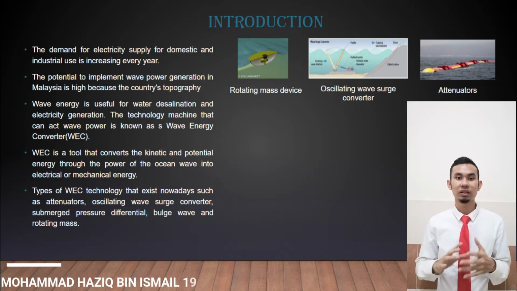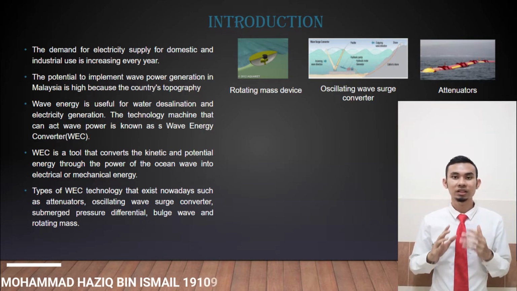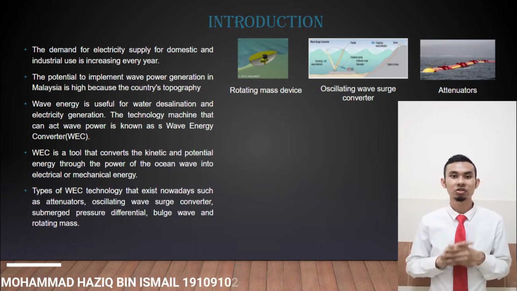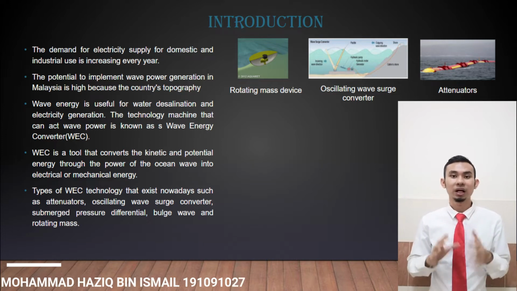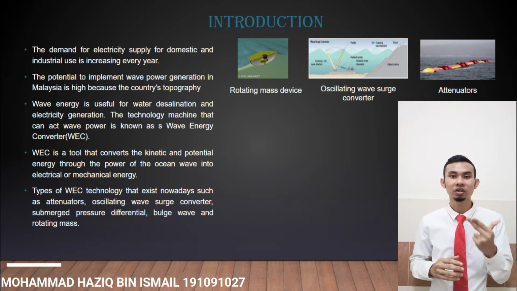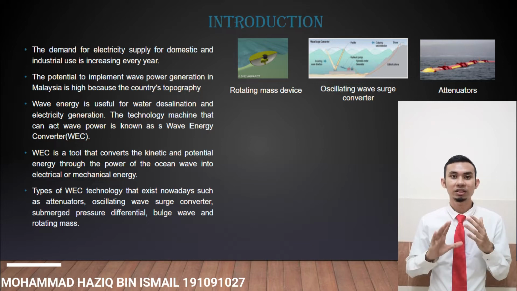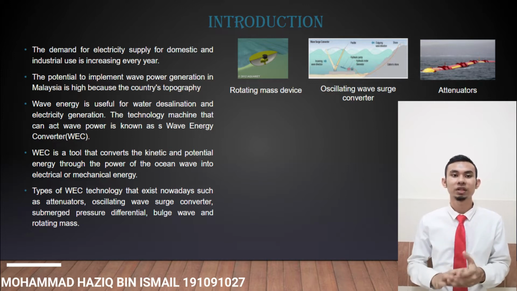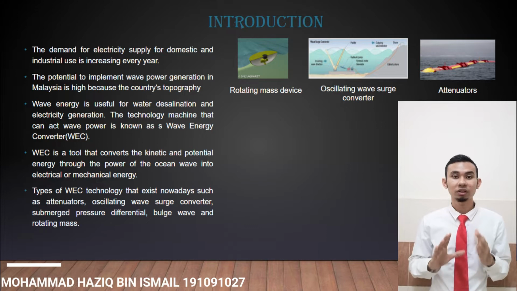In developing countries like Malaysia, the demand for electricity supply for domestic and industrial use is increasing every year. Up until today, renewable energies such as solar, biomass, and hydro energy are the approaches used in Malaysia for power generation, and it is still far behind other countries which have started to use wave power generation. The potential to implement wave power generation in Malaysia is high because the country is surrounded by the ocean, and there are also many places that can be used for an engineering research center.